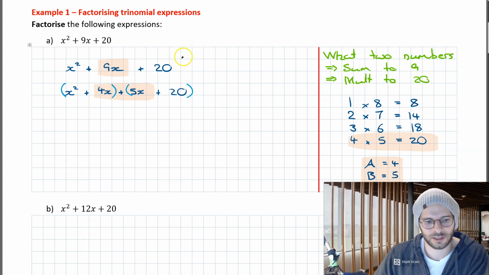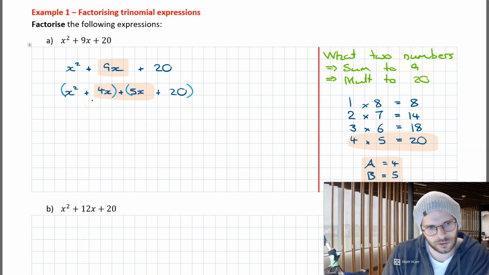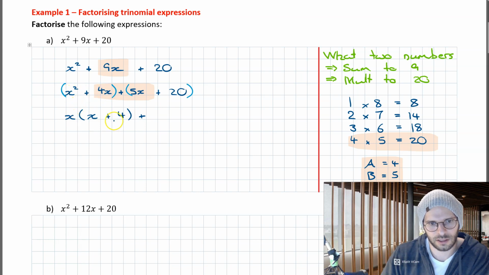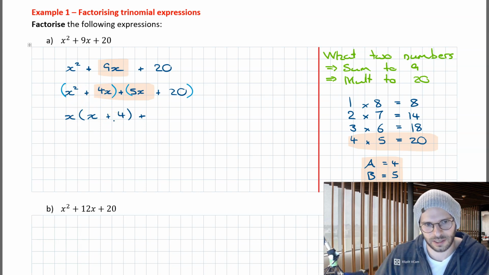So I ask myself what's common within this bracket here, and I can see there's x's. So I'm going to factorize out the x's, so x times x plus 4. If I expand this bracket, I get this. Factorized, I get this. Next, I factorize the next bracket. I've got 5x and 20. Common factor is 5. So out comes the 5.